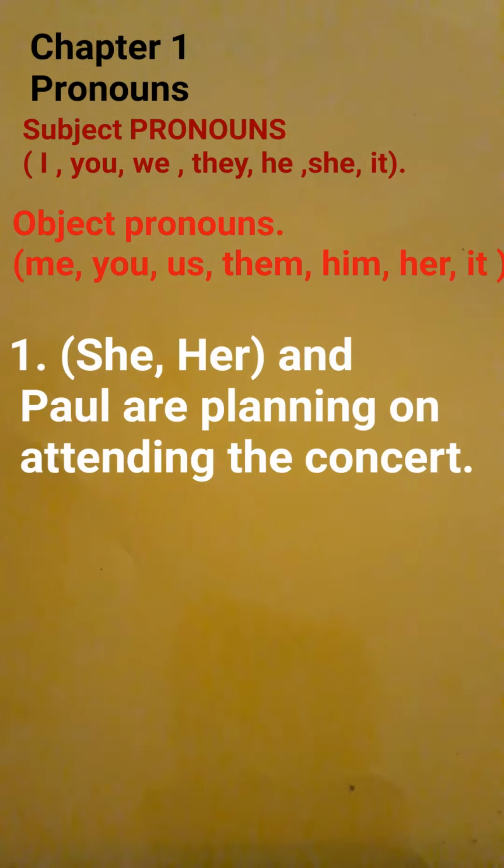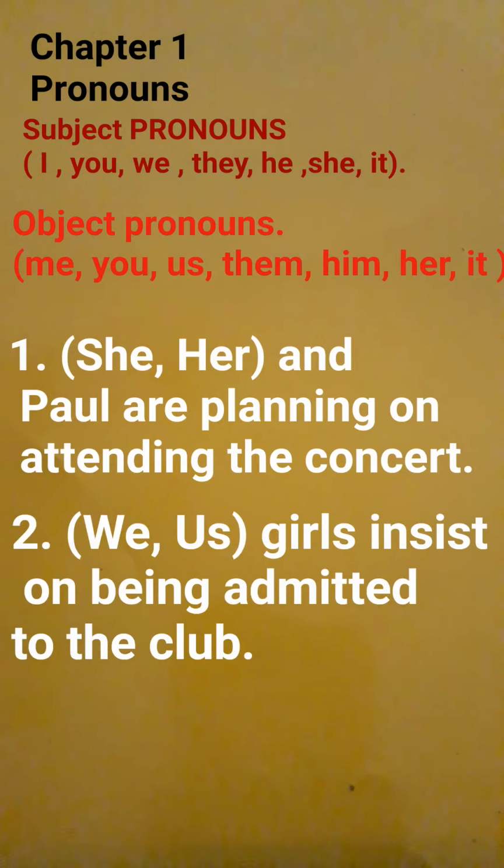Look at our sentence. We girls insist on being admitted to the club. Do we choose we or us? Now, here, let us ask ourselves, do we need a subject or an object? Surely we search for the verb of the sentence. The verb is insist on. And since the pronoun precedes the main verb of the sentence, do you see?